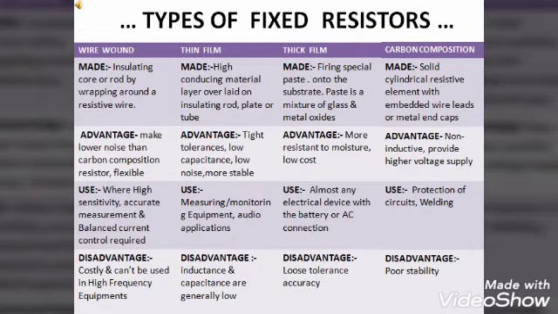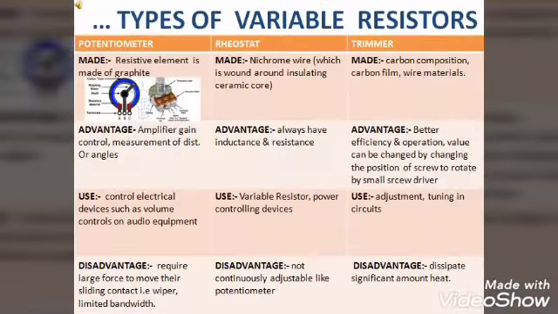Now what is a carbon composition resistor? It is the kind of resistor which reduces or restricts the electric current flow to a certain level. However, nowadays carbon composition resistors are rarely used. Why? Because of their high cost and low stability. So this is the disadvantage of it. You can consider the use, advantage and disadvantage of all the types of resistors. First, let's move further. Now there are three types of variable resistors.